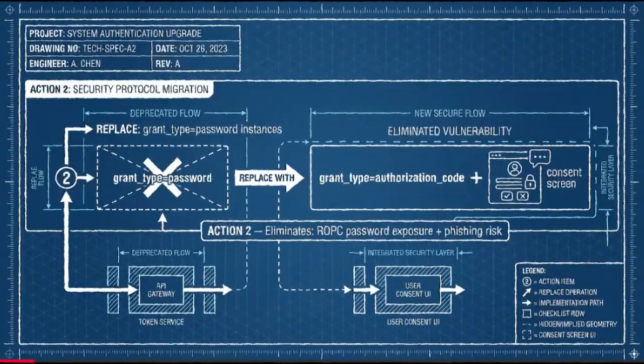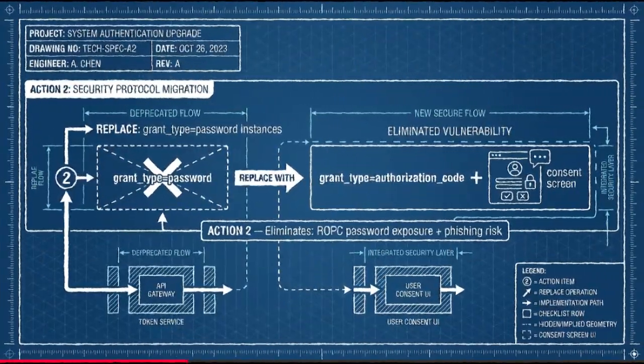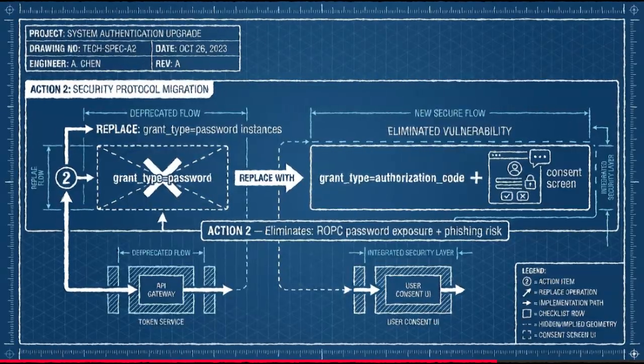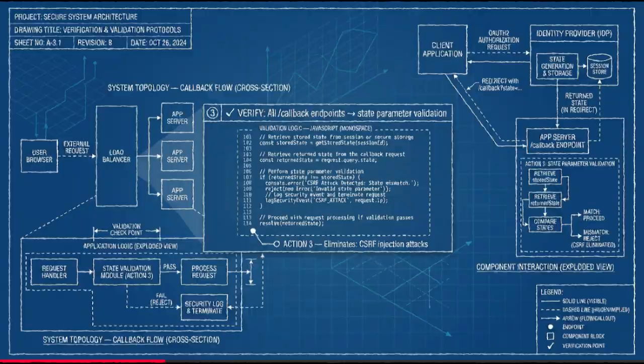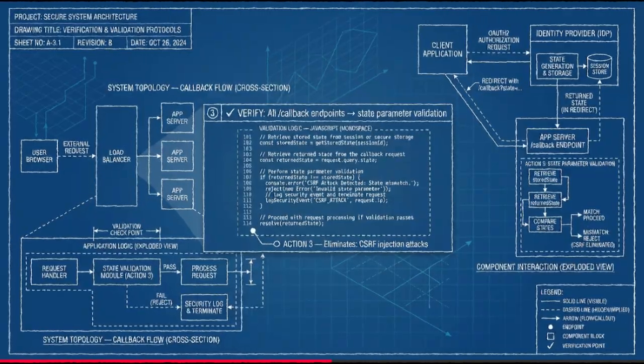Second, identify and systematically replace any remaining resource owner password credentials flows. You must implement standard delegated consent screens. Third, verify that all your backend callback endpoints strictly validate the state parameter to prevent cross-site request forgery vulnerabilities.